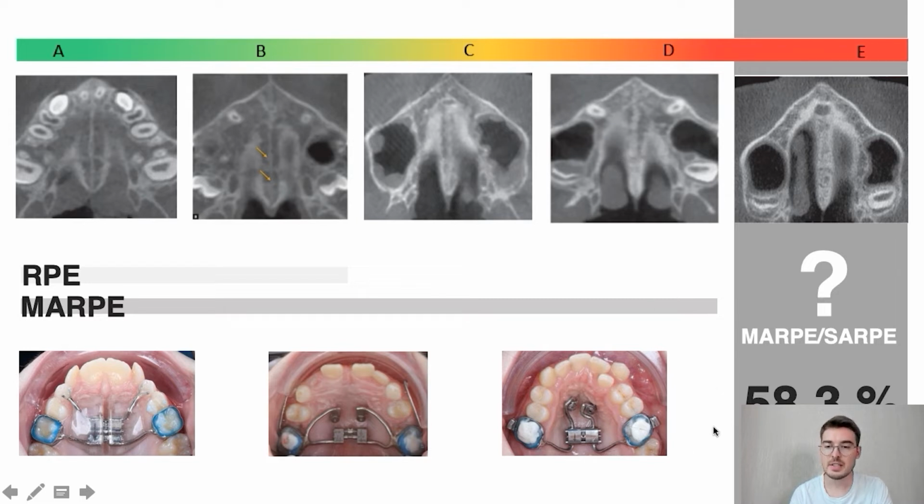According to recent studies, but there are actually not many of them, when I was preparing this lecture for you, I read a lot of articles on this topic, and the most recent studies say that the effectiveness of skeletal expansion is not very high at stage E, about 58%. That is why it is now recommended to use Marpe at stages D and E, but it is still debatable.